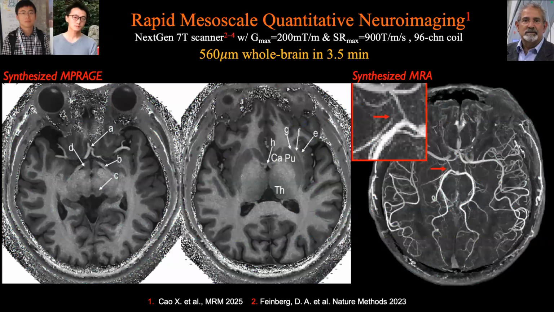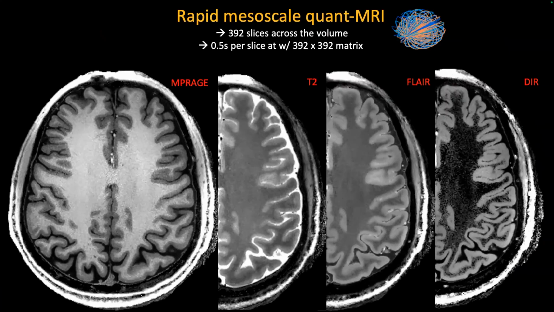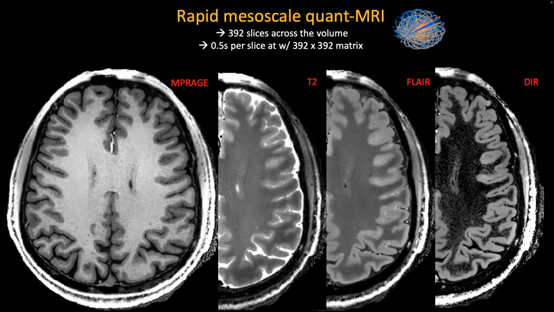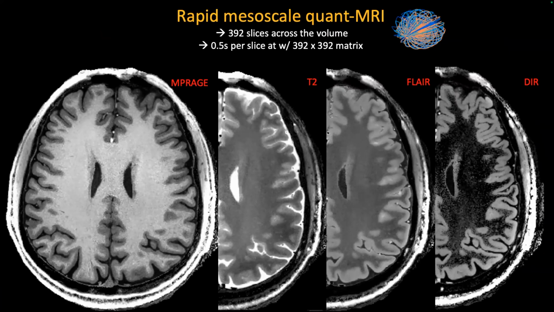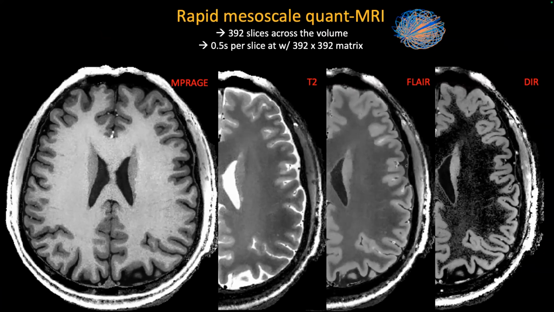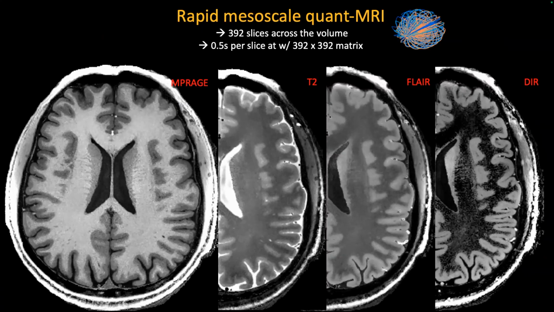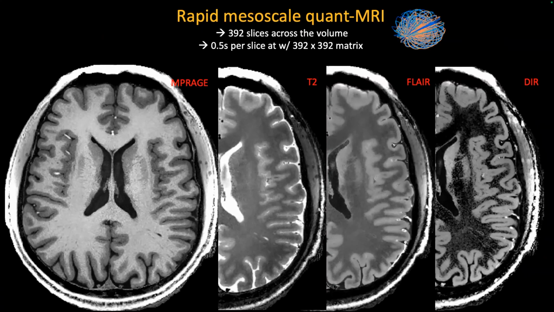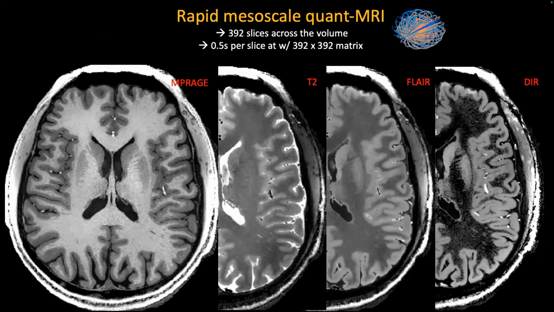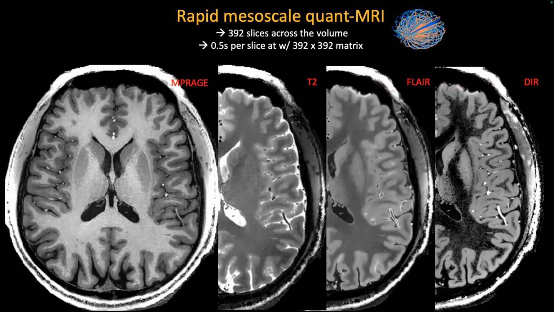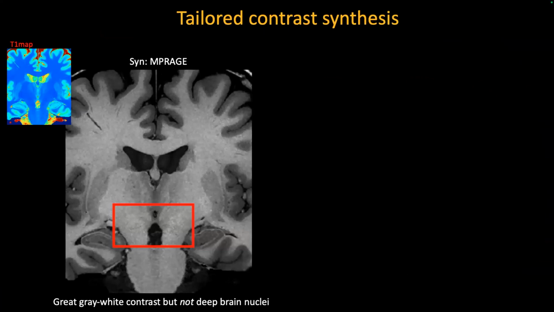Then you can synthesize all these contrasts, be it MP-RAGE, MRA, or T2 FLAIR, and double inversion recovery. I'm getting around 400 slices across the volume. So the encoding time is about 0.5 second per imaging slice at close to 400 matrix size across all these contrasts and quantitative information. So with such technology, you can synthesize things like an MP-RAGE, which gives great gray-white matter contrast, but not so much deep brain nuclei contrast.